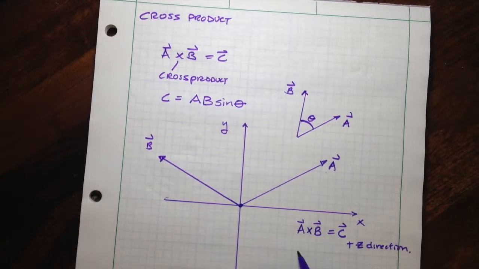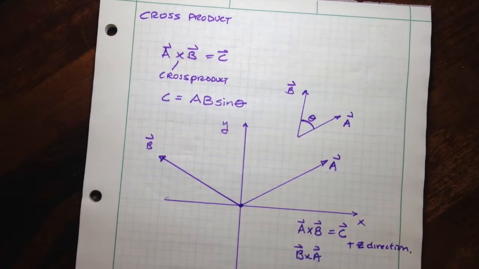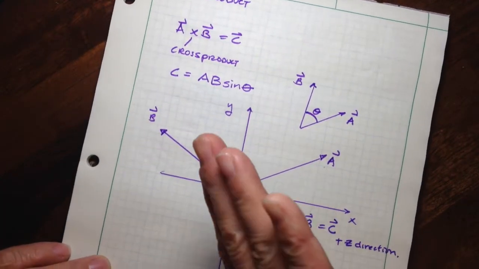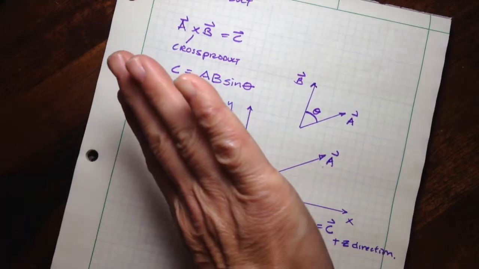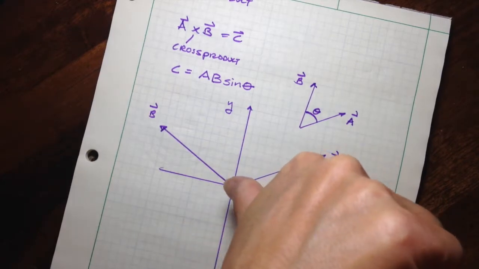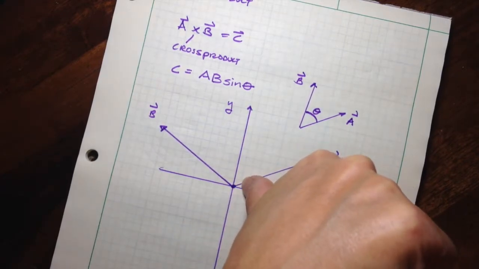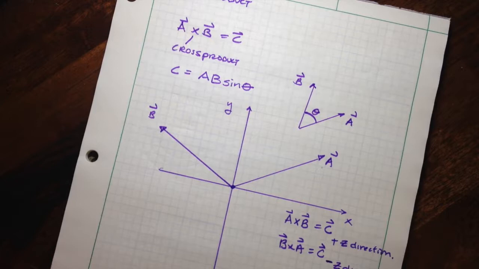Let's consider B cross A. So now what I have to do is, again, use my right-hand rule, direct my fingers along the B vector, swing it into the direction of A, and my thumb will point into the paper, and that would actually give me a C vector directed in the negative z direction. So they're very different.